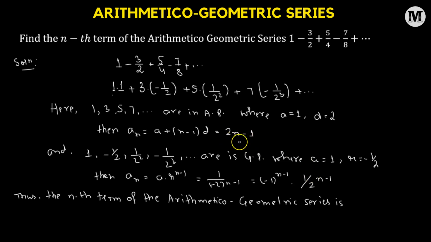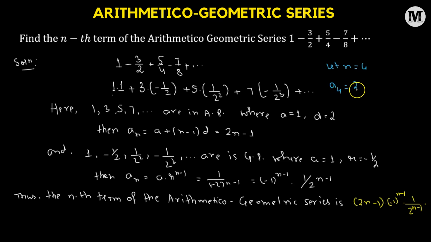Here we consider the nth term of the arithmetic progression, which is 2n minus 1, and we multiply it by the nth term of the geometric sequence, which is -1 raised to the power of n minus 1 multiplied by 1 over 2 raised to the power of n minus 1. So this is going to be the nth term of the arithmetico-geometric series. We can verify this. Let us consider n equal to 4. That means we want to find the fourth term of the series.